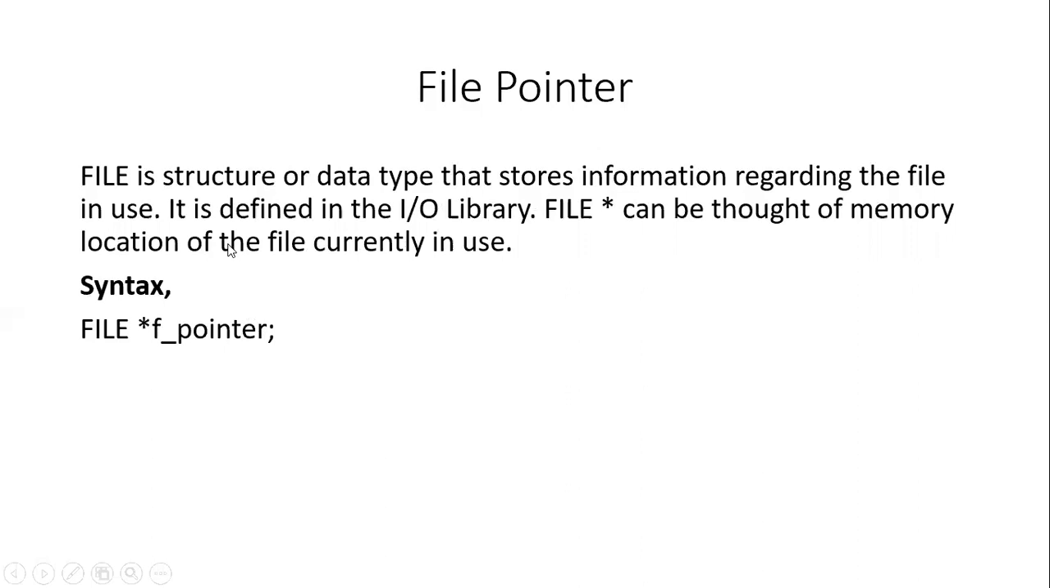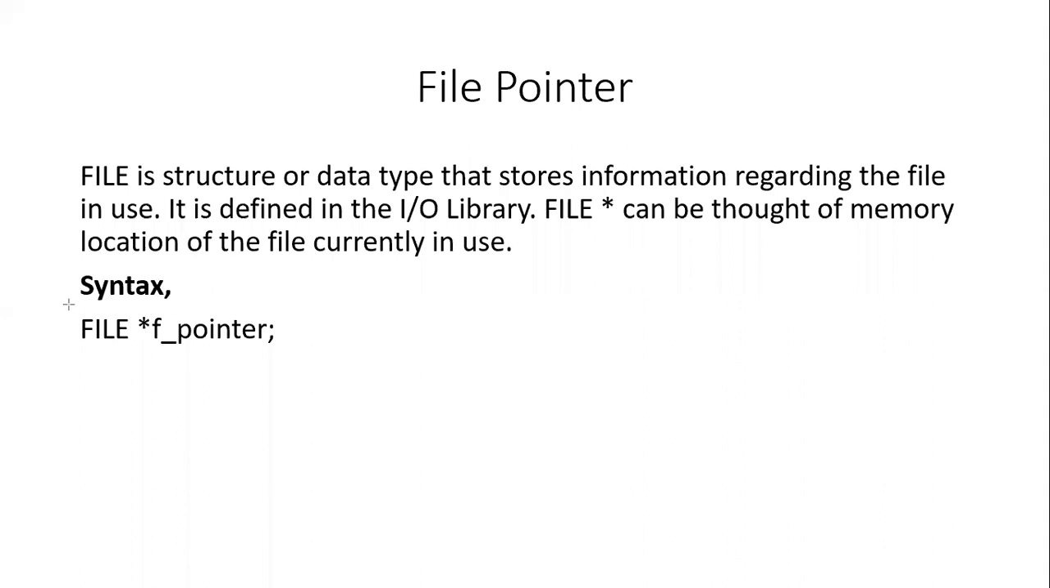File pointer. A file pointer is a pointer that is used to refer to a file. Now what you can do is create a pointer to the file data type. The file data type is used to refer to any file that is open for reading or writing.